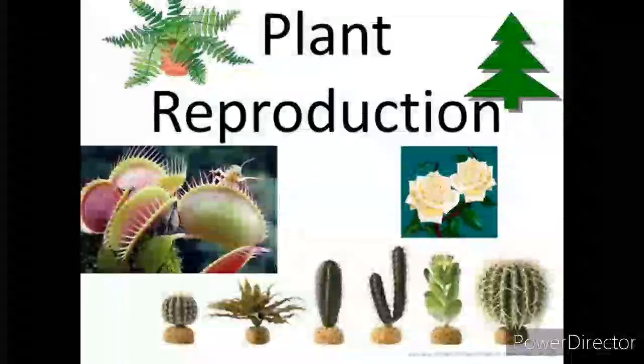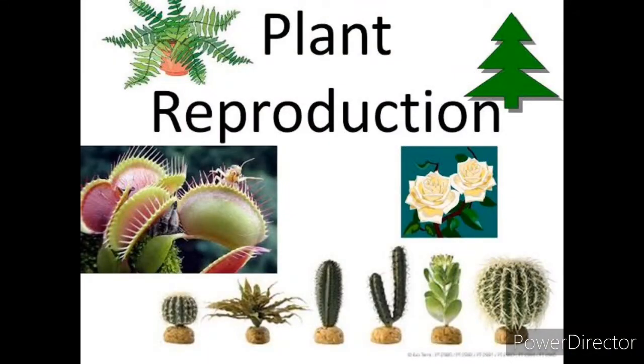To produce its kind is a characteristic of all living organisms. You have already learned this in class 6. But how do plants reproduce? There are different modes of reproduction in plants which we shall learn in this chapter.